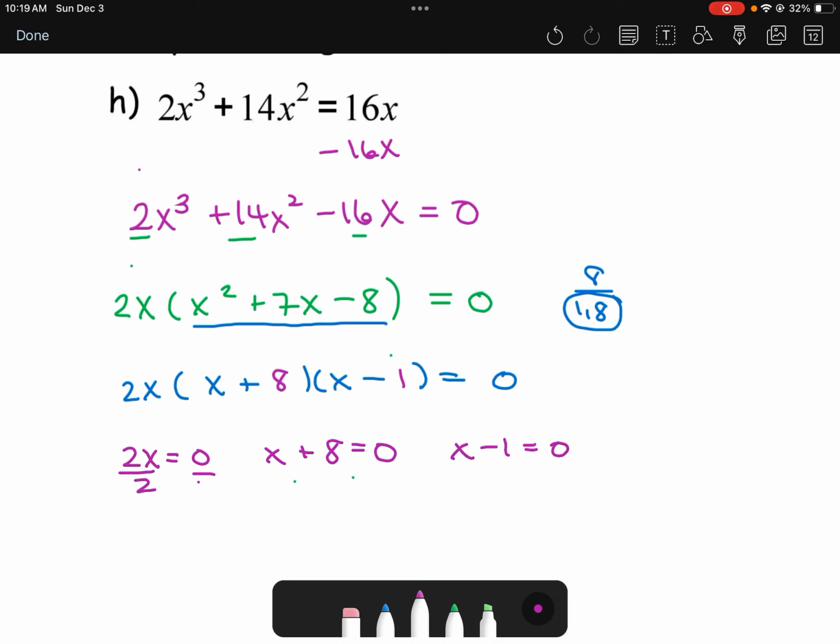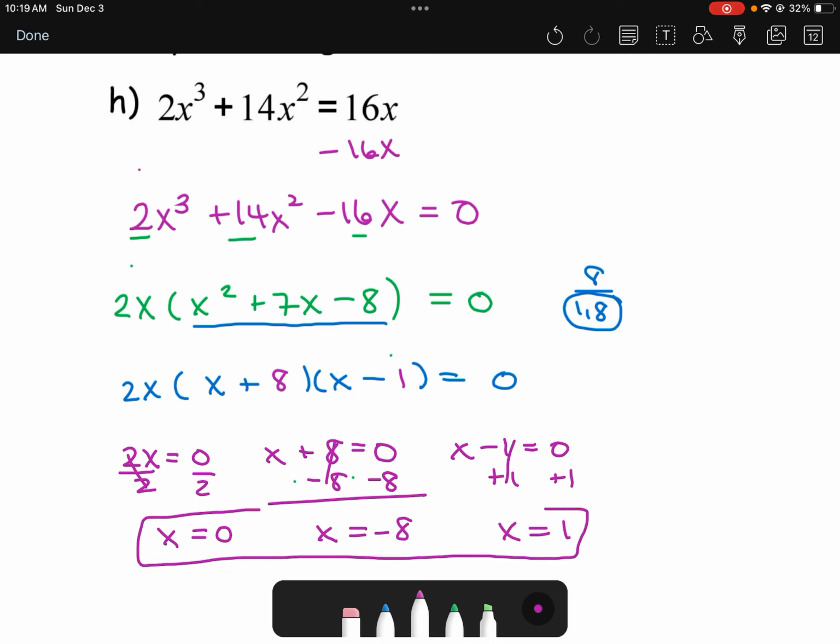So divide by 2. X is equal to 0. Subtract 8. X is equal to negative 8. And add 1. X is equal to 1. Okay, so again, a little hint here, it was a cubic.